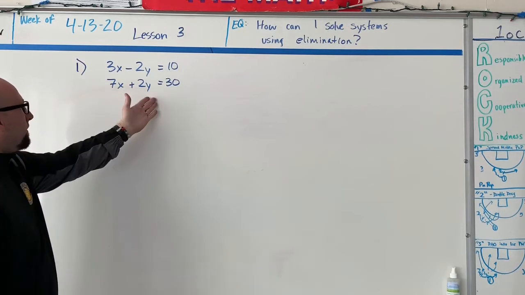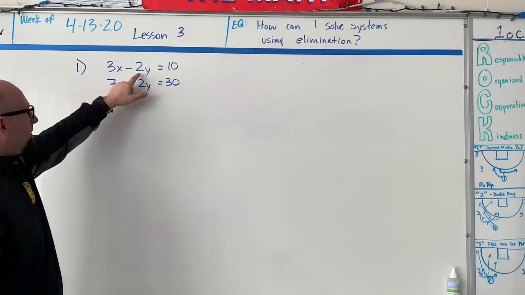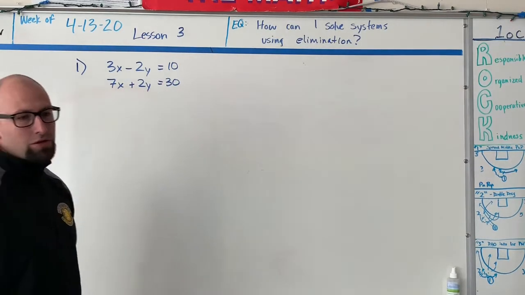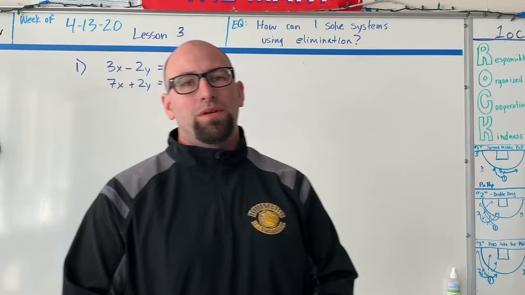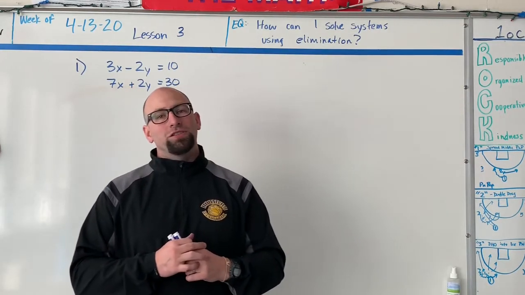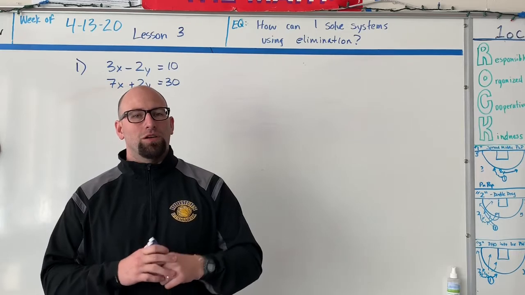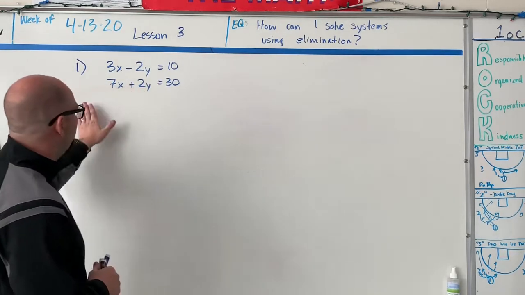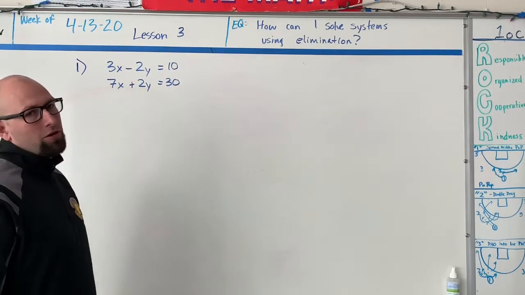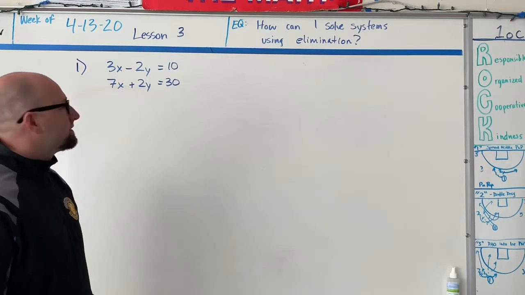And so here's number 1. Okay, you go ahead and write that down. 3x minus 2y equals 10. 7x plus 2y equals 30. So the first thing we're going to do is make sure we line up both of the equations so that the variables are lined up vertically. So right here we've lined it all up. We've got our x's, we've got our y's, we have our constants, okay?